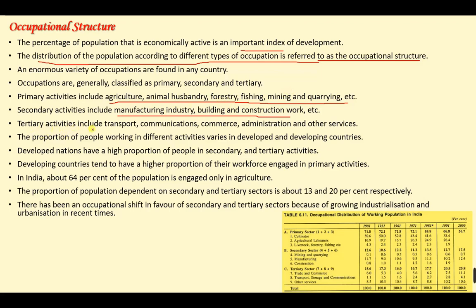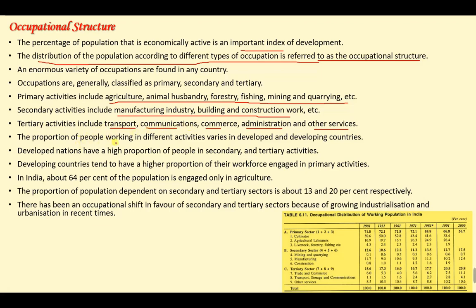Tertiary activity includes transport, communication, commerce, administration, and other services. So here, all are services. So the service sector, you can see, is tertiary sector activity. So they are engaged in such kind of activities.